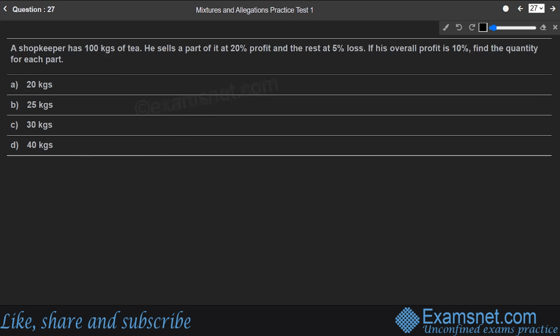Okay. A shopkeeper has 100 kgs of tea. He sells a part of it at 20% profit and the rest at 5% loss. If his overall profit is 10%, find the quantity for each part. So again, this question can be done by the allegation method.